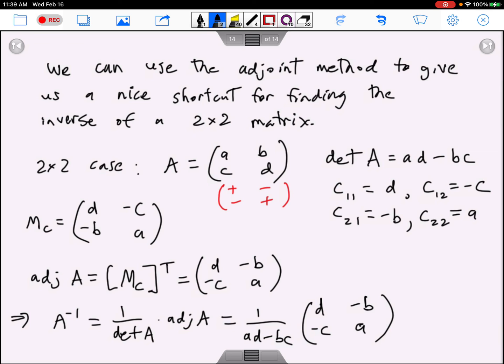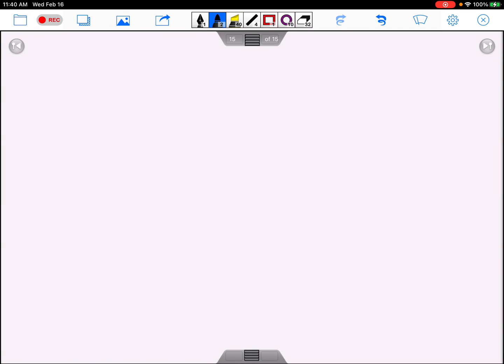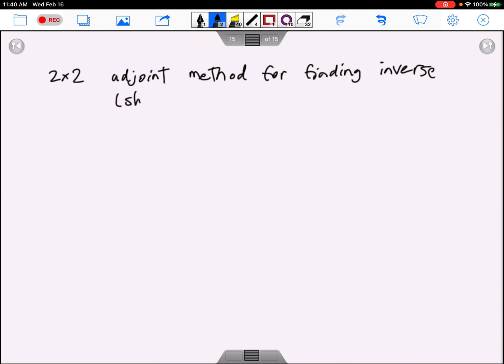Super nice. This gives us a really clean 2x2 inverse formula that we can use whenever we want. Now, be careful, because if I give you a problem on an exam and I tell you to use the Gauss-Jordan method, you're not allowed to use this method, although you can always use this method to check your work. Okay, so let me write this down. This is the 2x2 adjoint method for finding the inverse. And I would call this a shortcut.